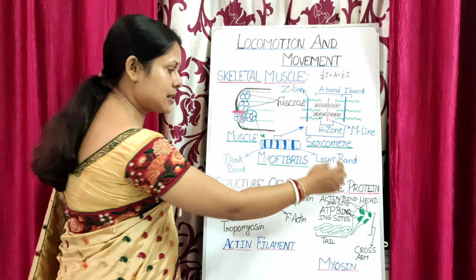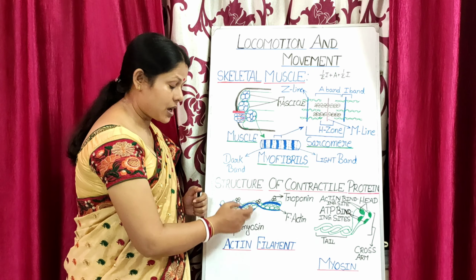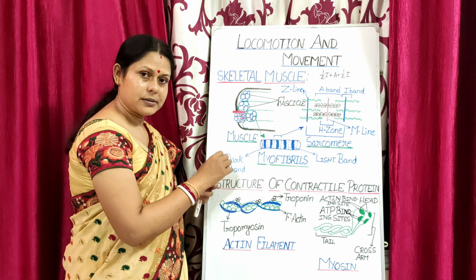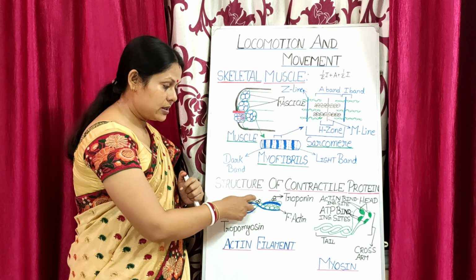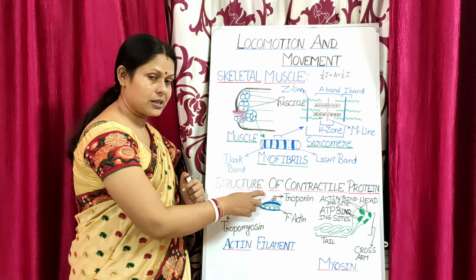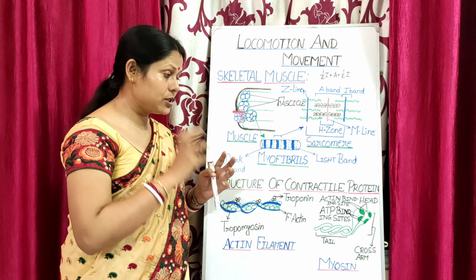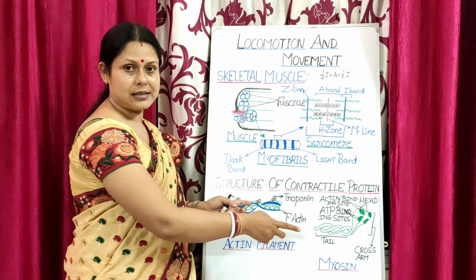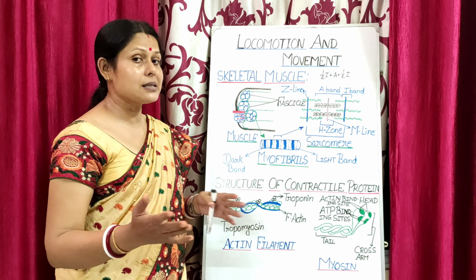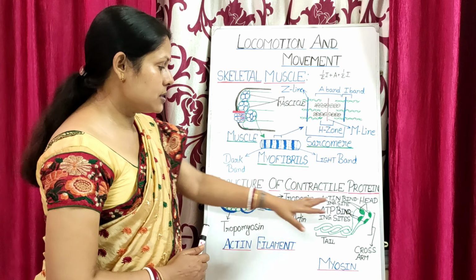Now when will these actin binding sites come and bind with the actin filament? That is when the troponin which is present over there, which is masking the position where this myosin will come and bind, is released. Understood? When it will be released, I will be telling you. So this is the structure.